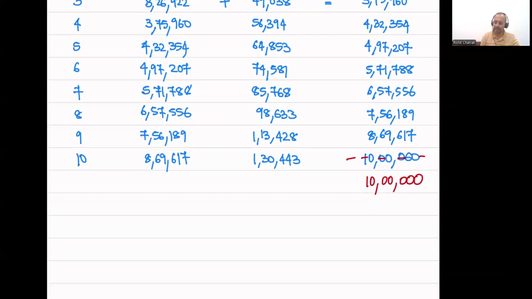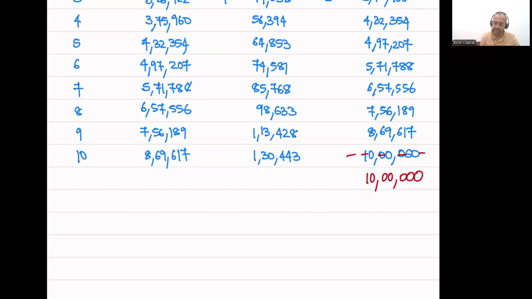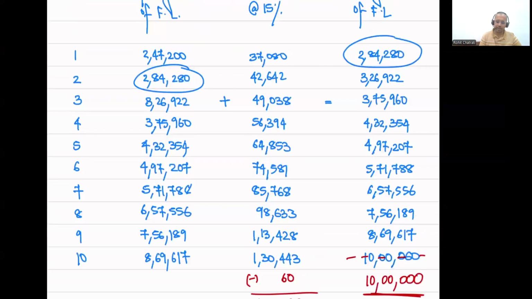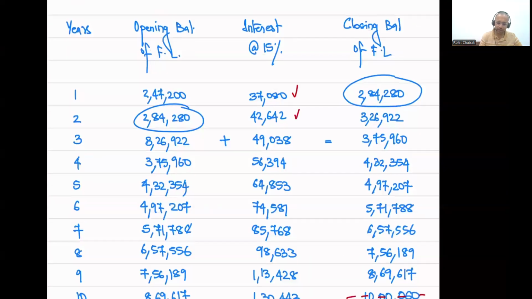All right, to exactly make it 10 lakh rupees, what I'm doing is I would like to reduce interest by 60 rupees for the last year. So the last year's interest would be 1,30,383, as interest for last year in such a way that the liability exactly is equal to 10 lakh rupees.